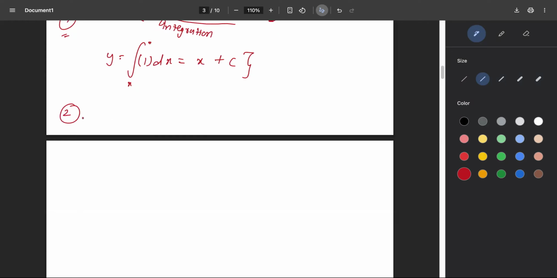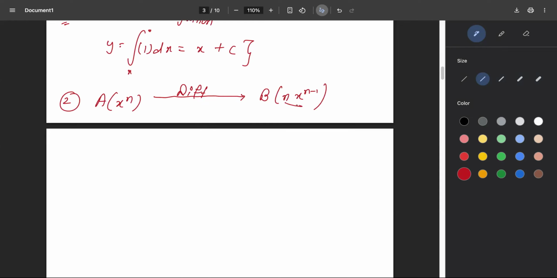Okay, let's put another thing. Now my a is x to the power n. What is the result I am going to get if I differentiate it? I'll be getting b as n x to the power n minus 1. Is it? Yes, sir. Okay, so can I say that the integration of this part will also be this? Yes, sir. Okay, wait a second.